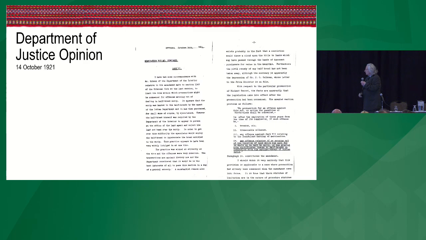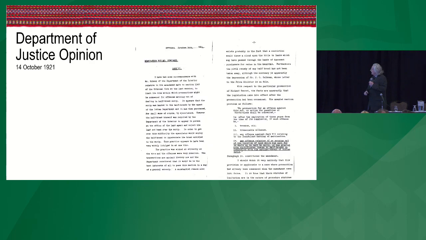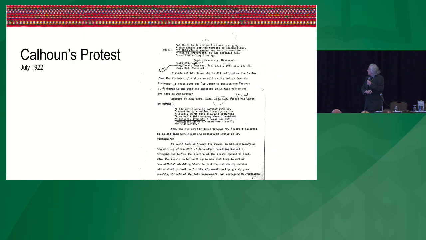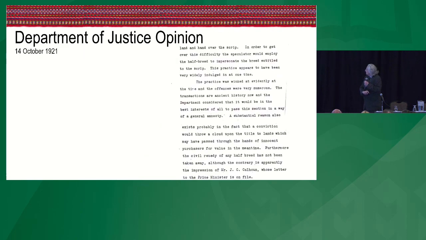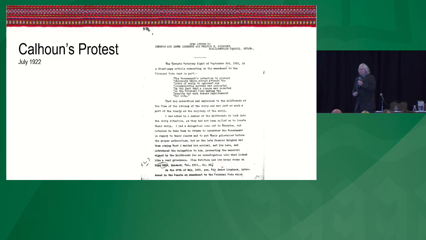And this creates documentation. One of them is a Department of Justice opinion. What this opinion does is confirm the scrip fraud, right? Again, the scrip fraud is being confirmed. So I'm closing. Well, what happens in this?